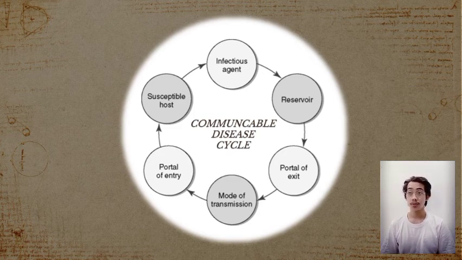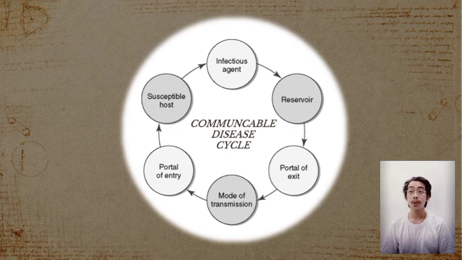Next is the reservoir. The reservoir of an infectious agent is the habitat in which the agent normally lives, grows, and multiplies. Reservoirs include humans, animals, and the environment. The reservoir may or may not be the source from which an agent is transferred to a host. For example, the reservoir of Clostridium botulinum is soil, but the source of most botulism infections is improperly canned food containing Clostridium botulinum spores.